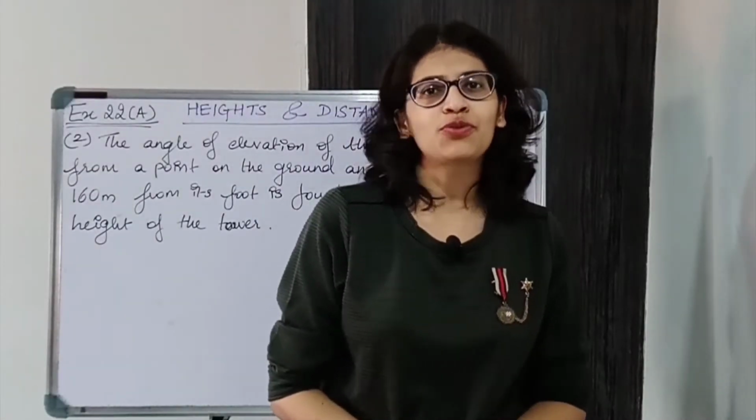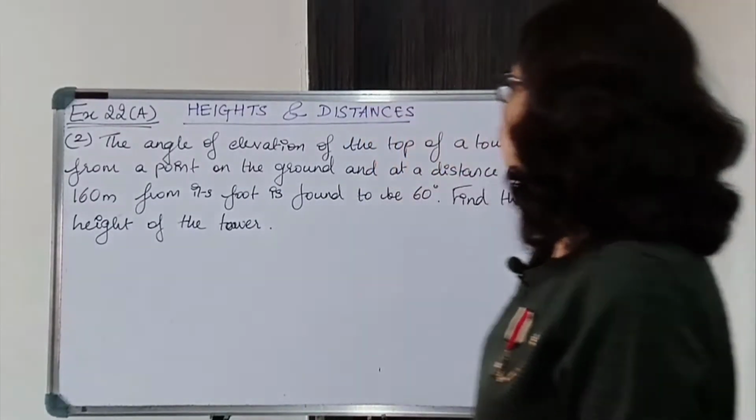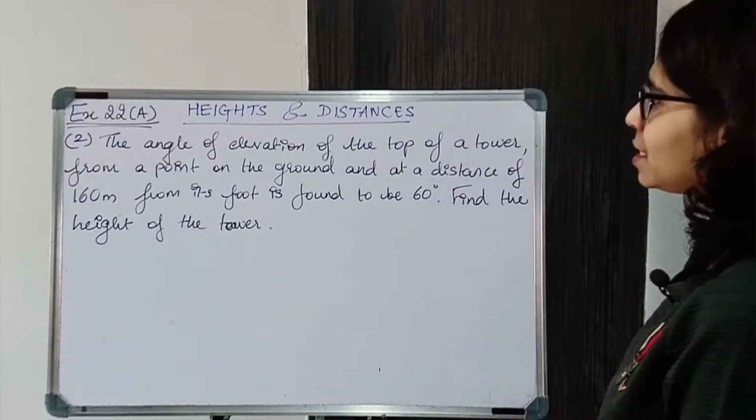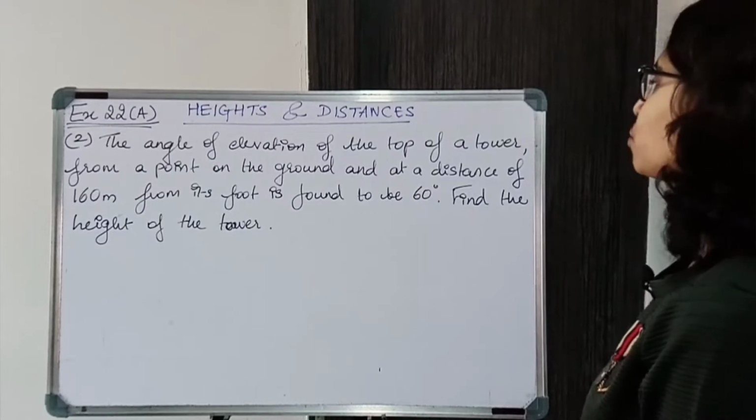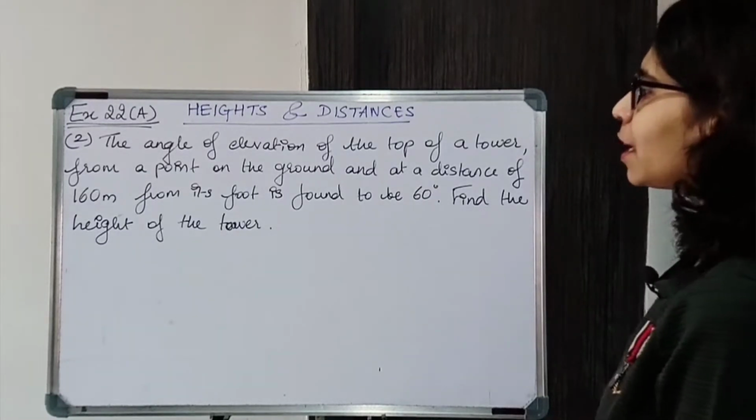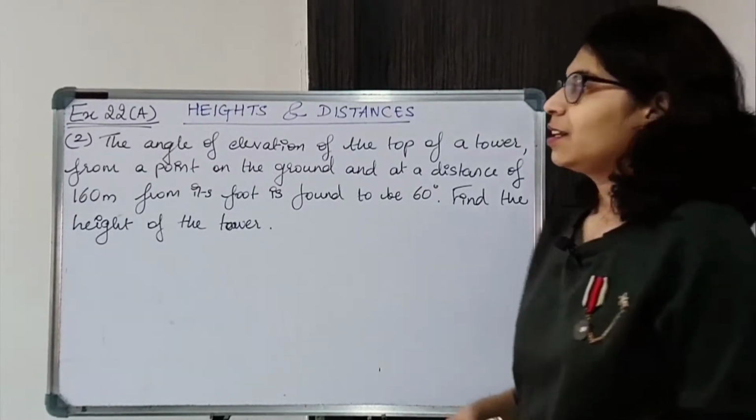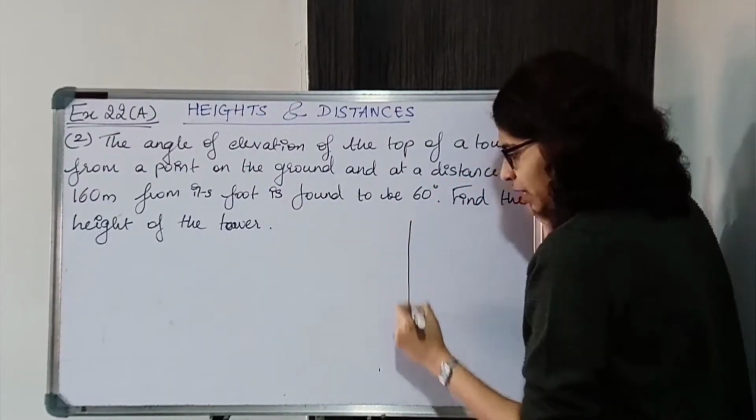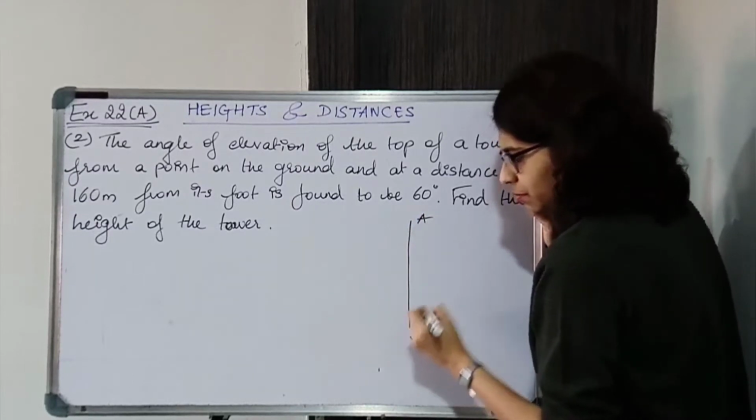Coming to question number 2. The angle of elevation of the top of the tower from a point on the ground and at a distance of 160 meters from its foot is found to be 60 degrees. Find the height of the tower. There is a tower. Okay. So let AB be the tower.